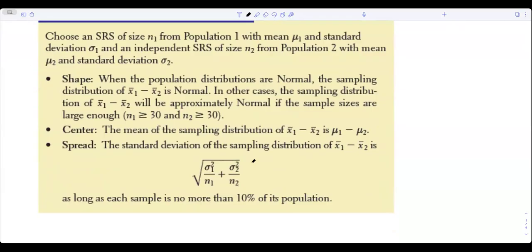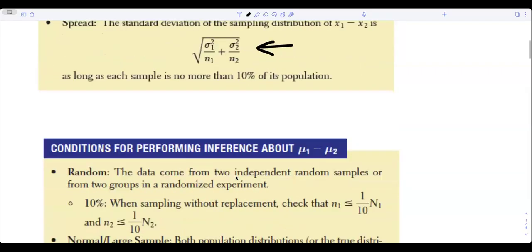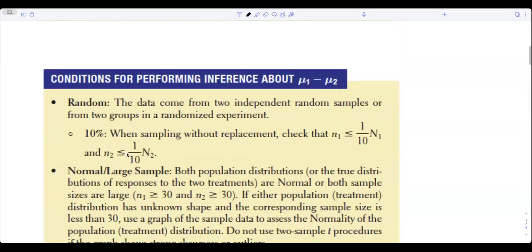Notice, I'll point this out. We have the standard deviation squared there as part of our sampling distribution. Here are the conditions for performing inference. Same thing as proportions. If we're taking random samples, then the two samples need to be selected randomly, number one, and the two samples need to be independent of each other.